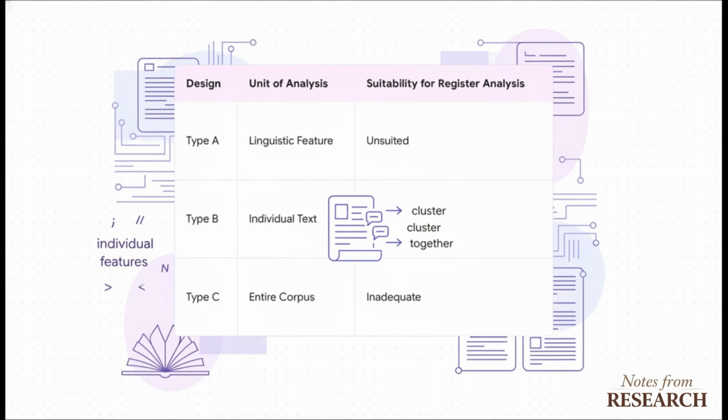So, how do you actually study these clusters of features? Well, the research design is absolutely critical. The paper highlights Berber's 3 design types. You see, just looking at one feature at a time, like the frequency of a single word, that's type A. Or trying to look at the entire corpus at once, type C, that just won't work for this. The sweet spot is the type B design, where the individual text is your unit of analysis. It allows you to see how different linguistic features cluster together within each text, which is essential for the kind of multidimensional analysis this paper relies on.